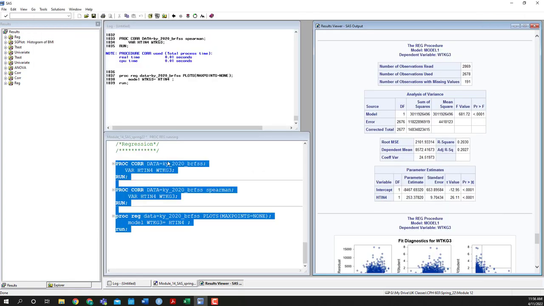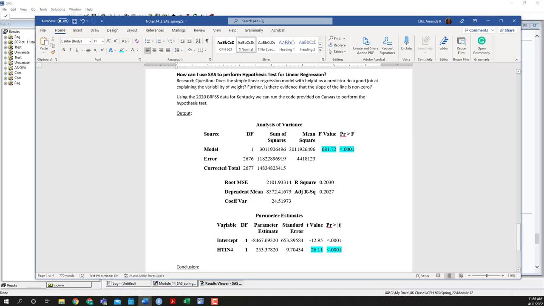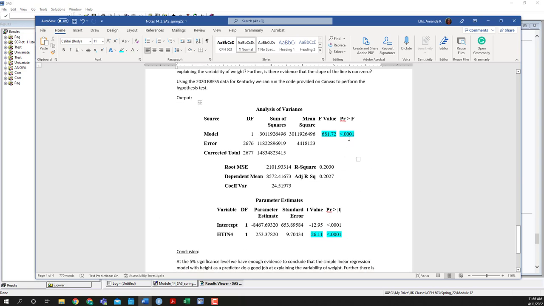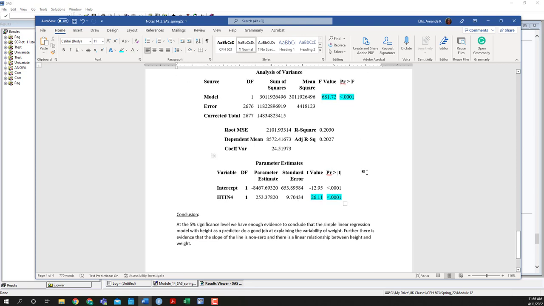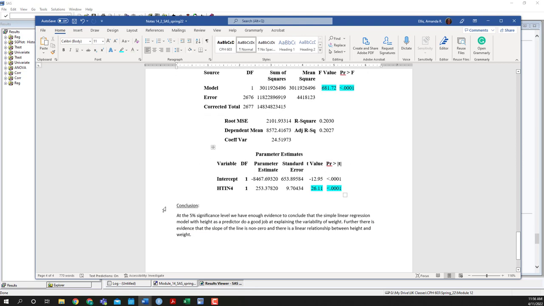So again, we've created this scatter plot of height versus weight. Here is the output, and these are the two pieces we want to focus on. Notice that both of these are less than 0.05. So at the 5% significance level, we have enough evidence to conclude that the simple linear regression model with height as a predictor does a good job of explaining the variability of weight. And so that's this piece right here. And then further, there's evidence that the slope of the line is non-zero and there's a linear relationship between height and weight. And it ends up in the case of simple linear regression, these actually both contain the same information.